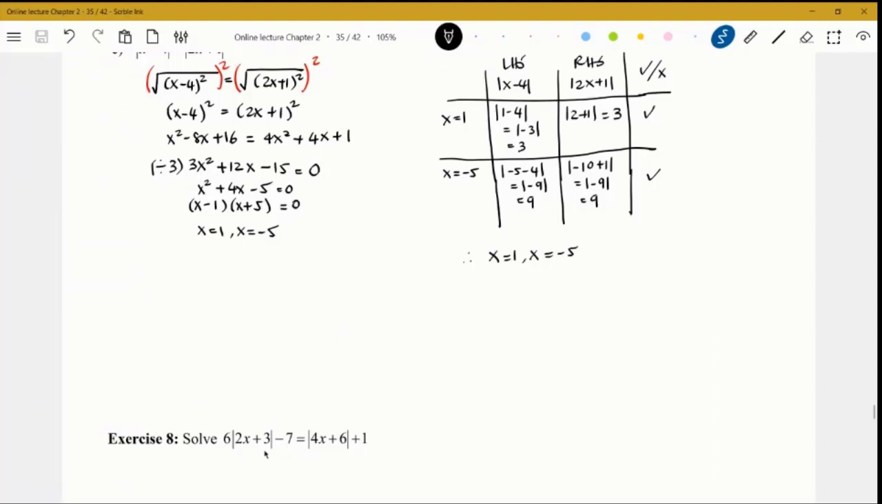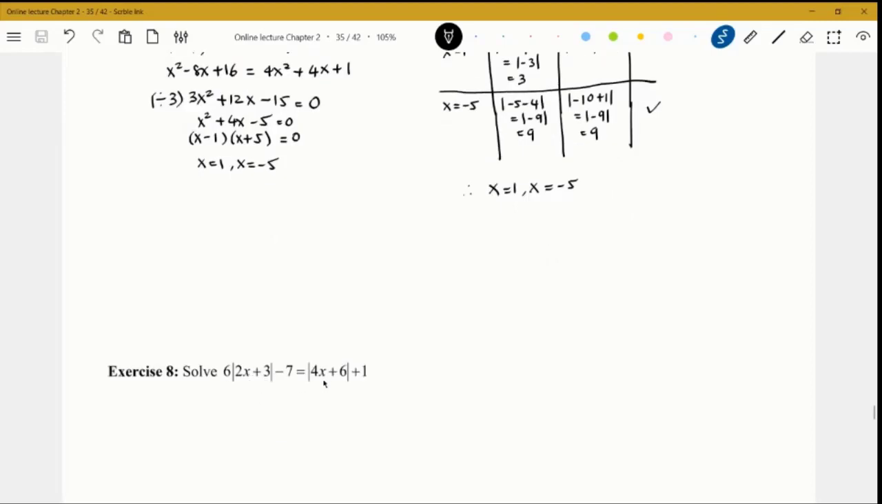Okay, so this one, as you can see, we have 2x plus 3, and then here we have 4x plus 6. So we can factorize 2 from here. So we can have the same item inside the modulus. So we have 6 modulus 2x plus 3 minus 7, and then factorized 2, so we have 2 modulus 2x plus 3 plus 1. So we have the property, which is if we have k times f(x) inside the modulus, it's going to be positive k multiplied with modulus of f(x).